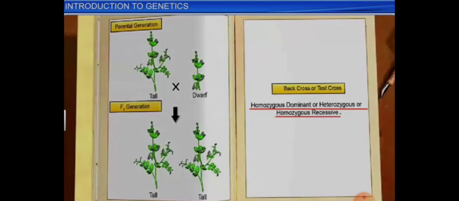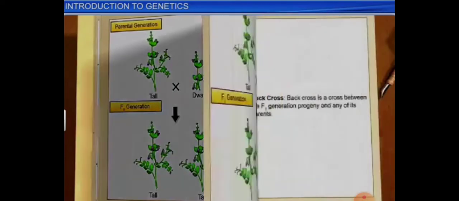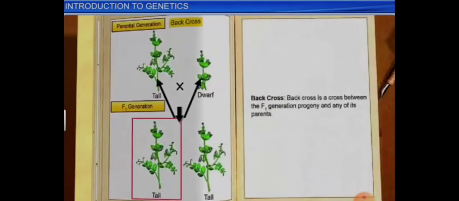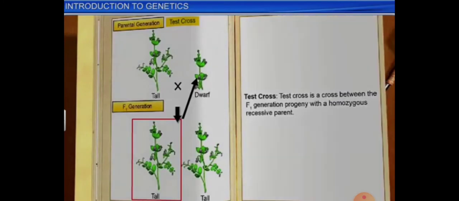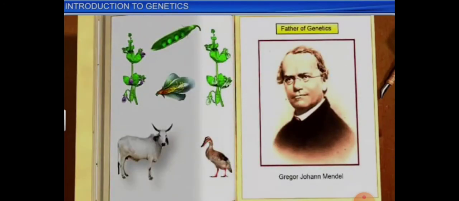To determine whether an individual is homozygous dominant or heterozygous, the back cross or test cross is carried out. A back cross is a cross between the F1 generation progeny and any of its parents, whereas the test cross is a cross between the F1 generation progeny and the homozygous recessive parent. It is opposite to the back cross. Thus, genetics explains how the traits are passed from one generation to another. The principles governing genetics were discovered by Gregor John Mendel, and he is the father of genetics.